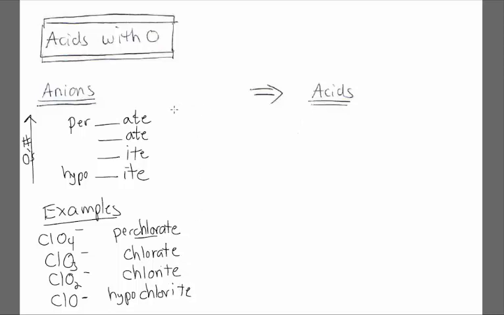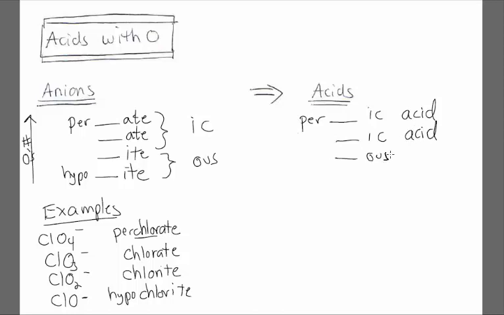How does this translate into the acid name? If they end in ate, then they get the ending IC for an acid. If they end in ite, then they get the OUS ending. And they still keep their same prefix. So they end up looking like per-root-ic acid, or just root-ic acid. The third one is root-ous acid, the word acid again. And the last one has the hypo-root-ous acid. Let's look at all these down here.